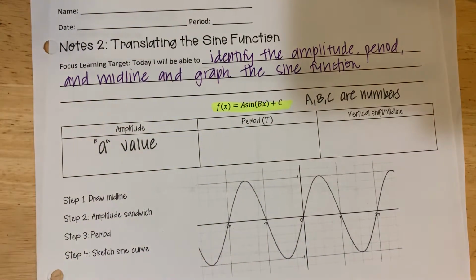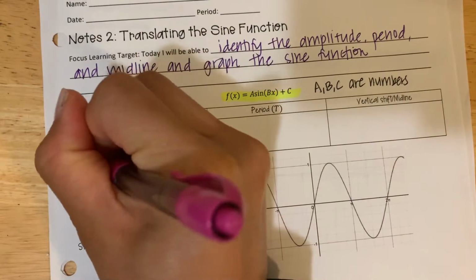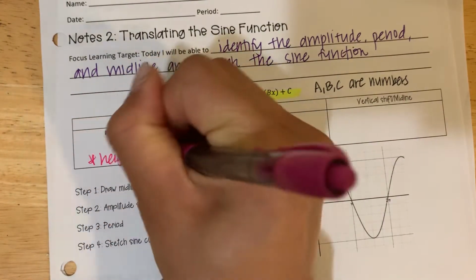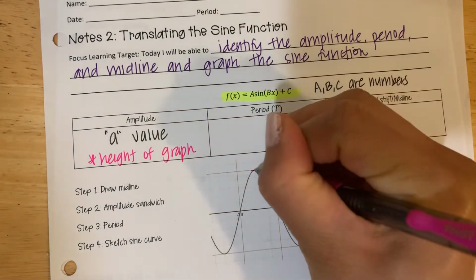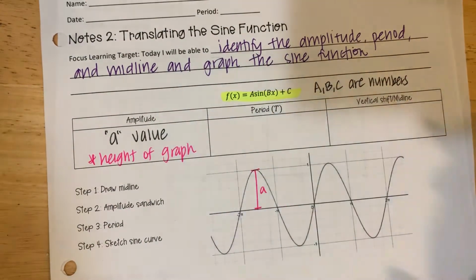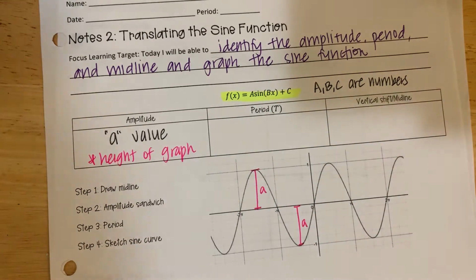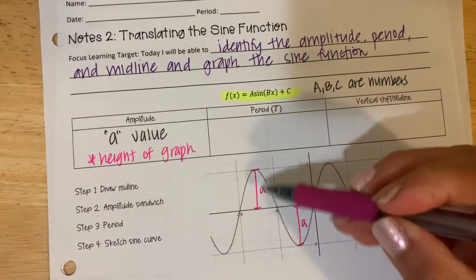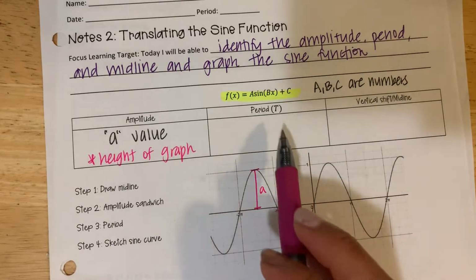And remember, the amplitude is also the height of the graph. So this right here is your amplitude. This down here is your amplitude. It's the height, and then this height right here too.